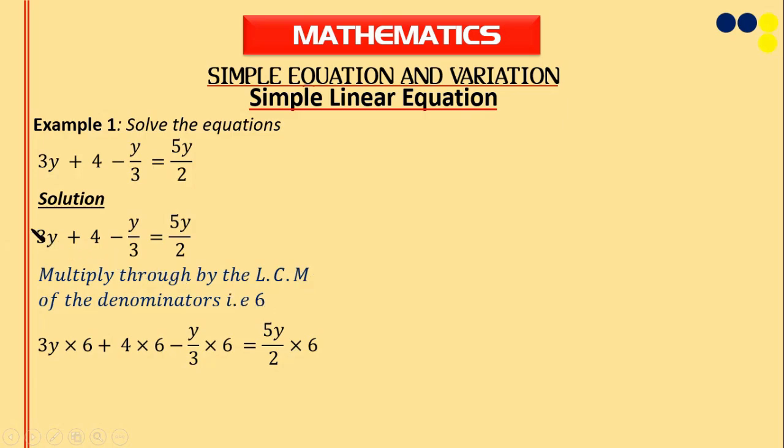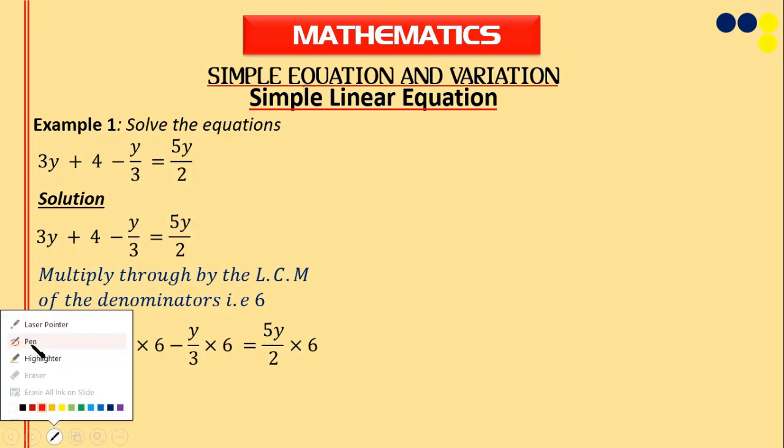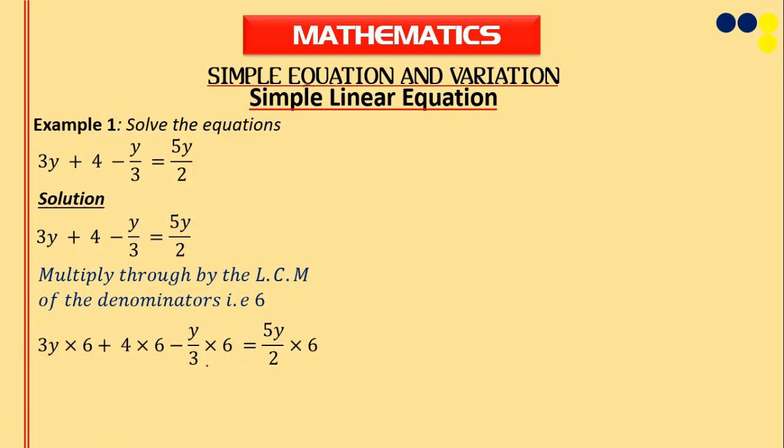6 multiplied by 3y, that's why we have it here. 6 multiplied by 4, that's why we have it here. 6 multiplied by minus y over 3, that's why we have it here, equals 5y over 2 multiplied by 6. So at this point, the next good thing you can do, of course, is simplify what can be simplified. You look at this very well. 3 here 1, 3 here 2, now 2 here 1, 2 here 3.